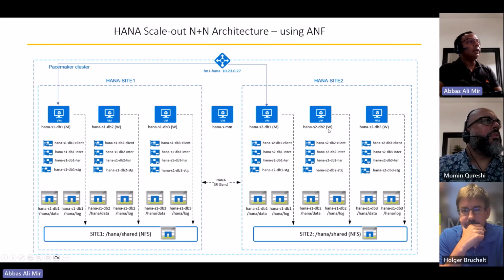The other important thing in these N+N architectures is the Azure load balancer. We do use a standard Azure load balancer, which is zone redundant, and it's available across all the 3 zones. And with this one, you point to the master nodes. You do not point to the worker nodes. So we really have the master nodes in this load balancer backend pool.